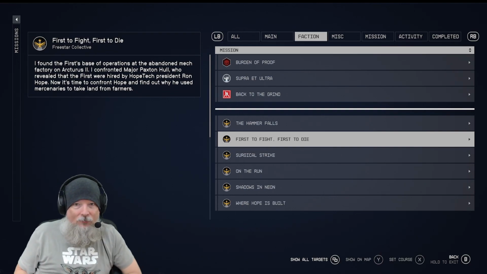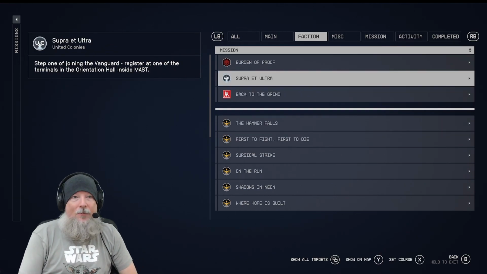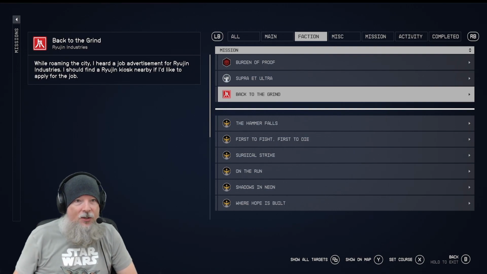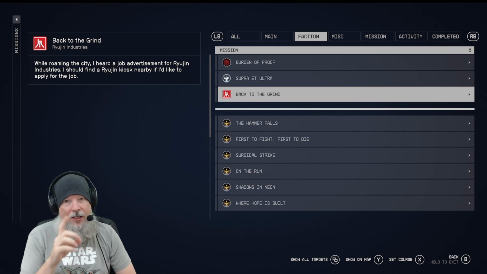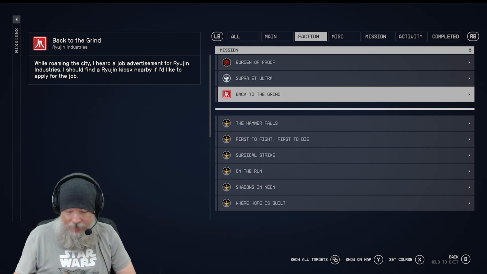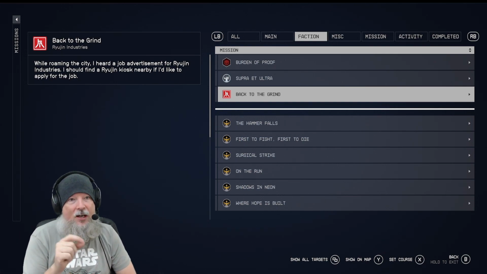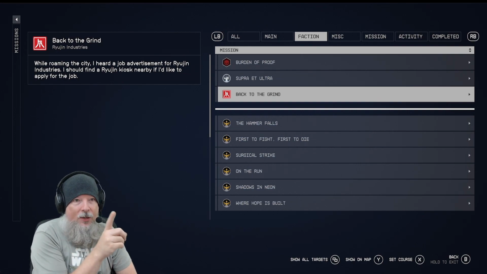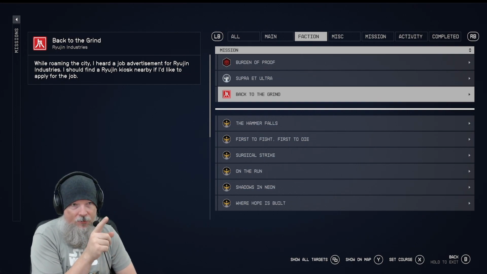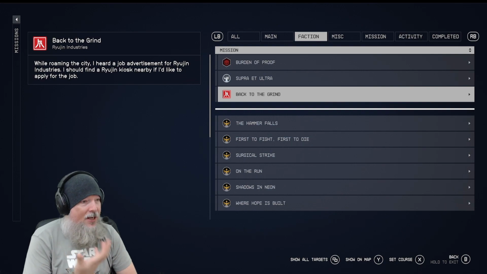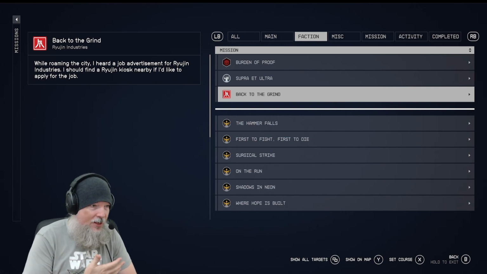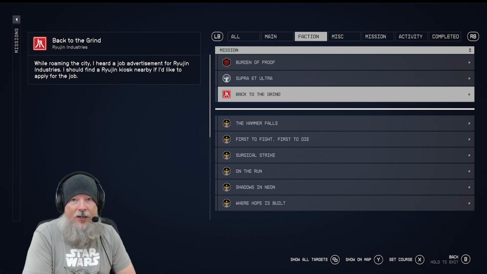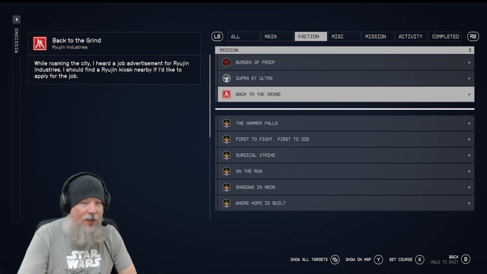Now, when we go to the Ryujin Industries, I haven't done this quest line yet, but I've heard that it is a thief-oriented storyline. Now, my character's not necessarily a thief, but I think I'm going to go ahead and run the Ryujin Industries storyline because I have some scoundrel abilities, some thief abilities, some pickpocket abilities, sneaking around. So I have a feeling I will like that one and run it.